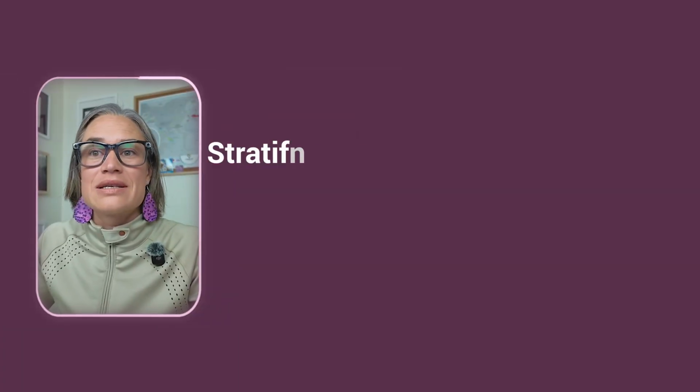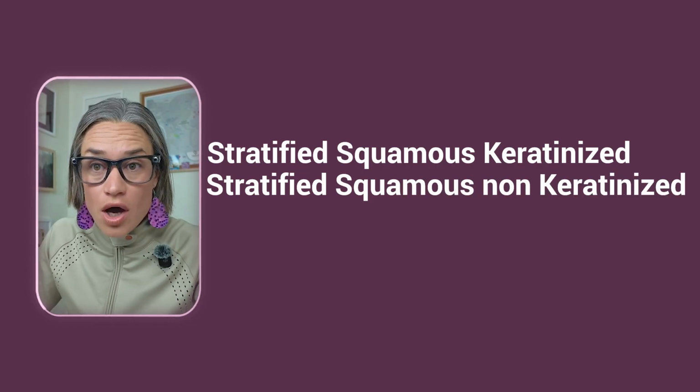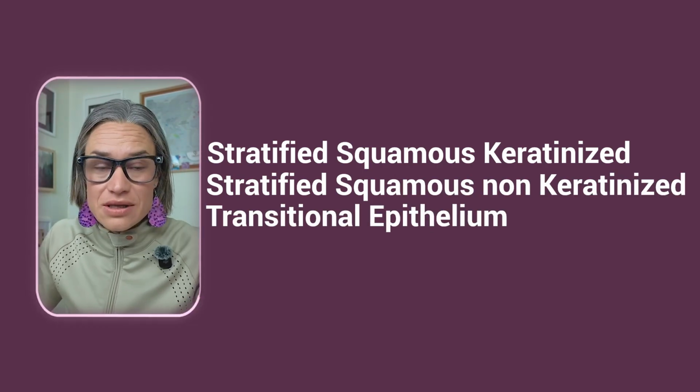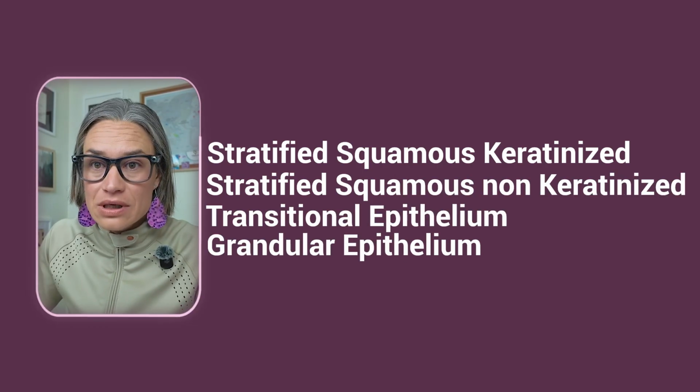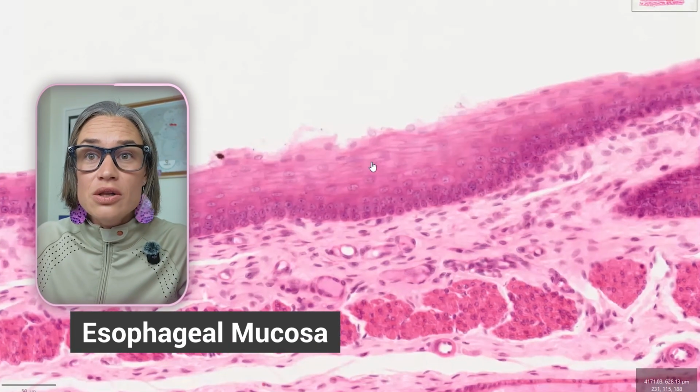Today we're gonna cover the more complex epithelia. Last time it was simple epithelium, and today we're gonna cover stratified squamous keratinized, stratified squamous non-keratinized, transitional epithelium, and glandular epithelium. This part of the esophagus is called the esophageal mucosa.